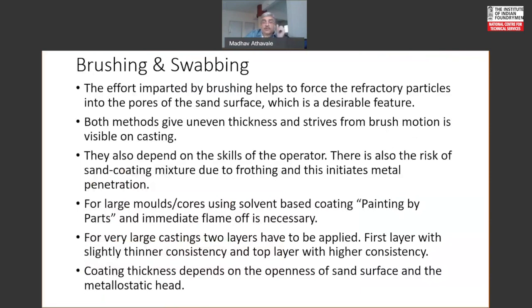And coating thickness, how much coating thickness one should have? Whether you want it to be some 300 microns, 400 microns, etc., gets decided by two things. It is by experience. One is how open is the sand surface and how large the casting is. What is the metallostatic pressure that will be seen? Because both these factors go back to the mathematical equation that we saw earlier. Balance of forces between the metallostatic pressure and dynamic pressure versus the frictional resistance and the capillary action forces.